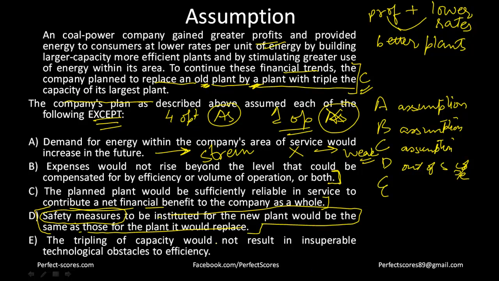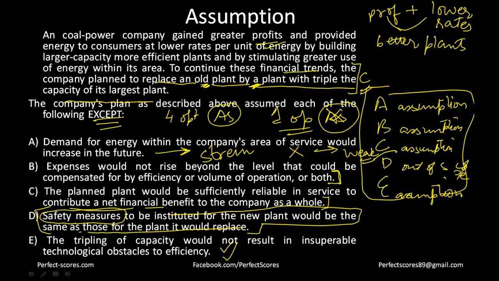Let's go to E. The tripling of capacity would not result in insuperable technological obstacles to efficiency. This is absolutely a correct assumption, because if you weaken it, that the tripling of capacity would cause a lot of technological obstacles, the entire argument gets weakened. So that means E is also an assumption. And now you can compare all your options on the scratch paper and you can see that the odd one out is answer D, which is the correct answer.